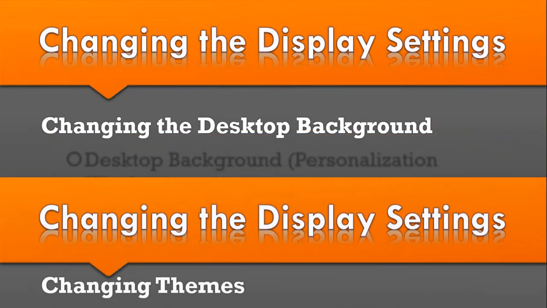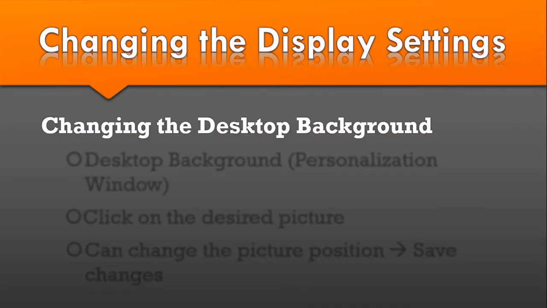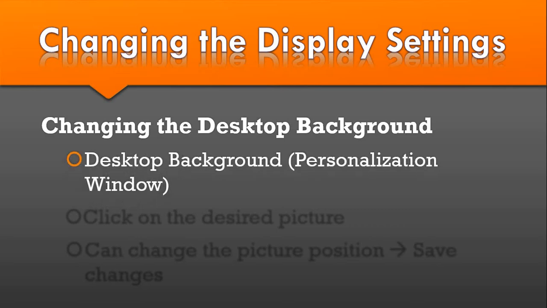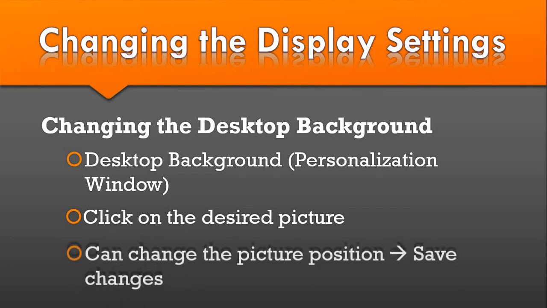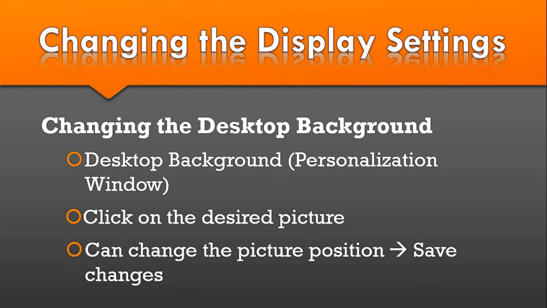Next is changing the desktop background. To change the desktop background, click on the desktop background link in the personalization window. Select the desired picture. We can also change the position of the picture, and finally we need to click on the Save Changes button to apply the changes.